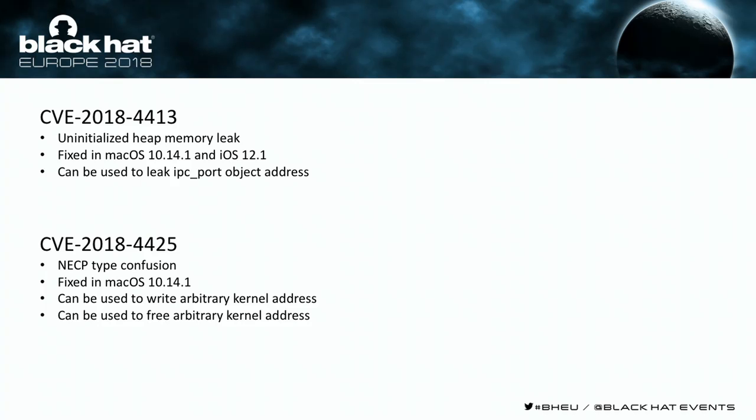The first one is 4413. This case is used to leak some uninitialized heap memory. For example, it can be used to leak the kernel IPC port object, and it is fixed in macOS 10.14.1 and iOS 12.1. The second vulnerability is an NECP type confusion vulnerability. It can be used to write or free an arbitrary kernel address. It is fixed in macOS 10.14.1.